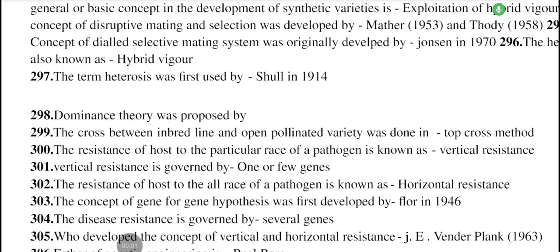Dominance theory was proposed by Mendel. As you know, theory of independent assortment, theory of dominance, three theories he has given. Here, dominance hypothesis and dominance theory are entirely different, whereas dominance hypothesis was proposed by Davenport. Cross between inbred line and open pollinated variety or OPV is known as top cross method.